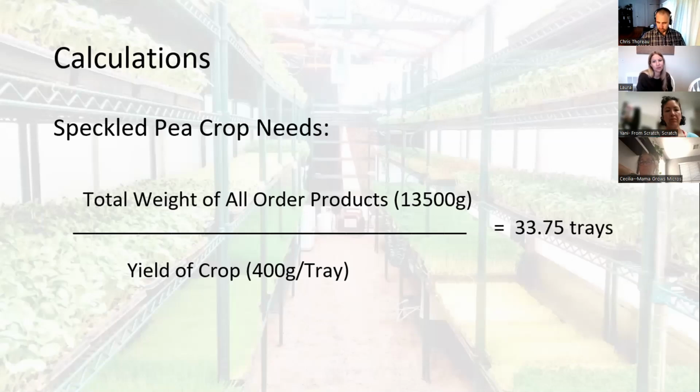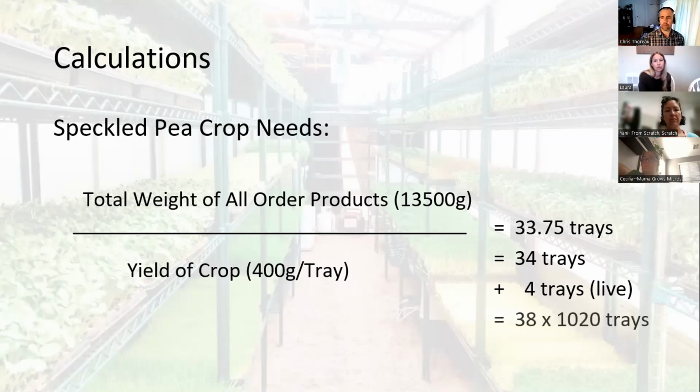Nobody in the history of microgreens has sowed 0.75 trays of anything. Actually, that's not true. I'm sure people have. I'm sure I probably have, actually. So we round that up to 34 trays. And then, of course, we had those live trays we needed to account for. And so we know we need to sow 38 10 by 20 trays on June 15th, or whatever the day was, June 16th, soaking on June 15th, sowing on June 16th to make sure that these are ready for our expected harvest day. So there we go there.